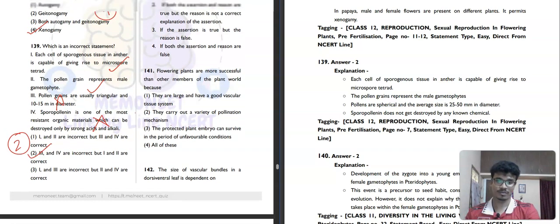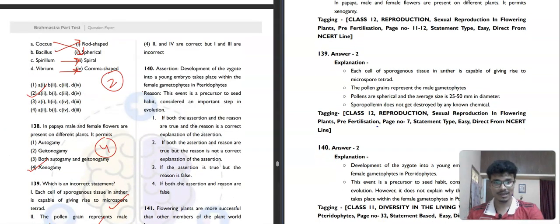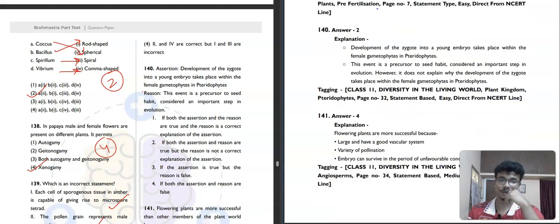Then moving to the next question, question number 140. Assertion: development of zygote into a young embryo takes place within the female gametophyte in pteridophytes. This is correct. And the reason says that the event is a precursor to seed habit, considered as an important step in evolution. Yes, in pteridophytes we have the precursor to the seed habit, but in bryophytes we don't have any seed habit. Okay, but in gymnosperms we have seeds. So this is the evolutionary process, the precursor to the seed habit. So both the assertion and reason are correct. Now if we put a because there, you will see that the reason is not explaining the assertion. It is saying different things. So the second option is our correct answer.